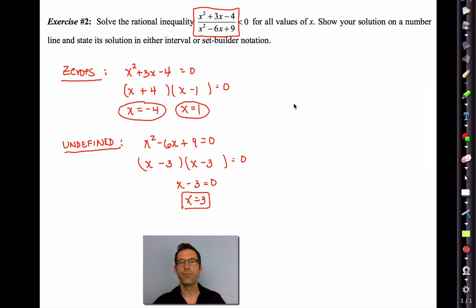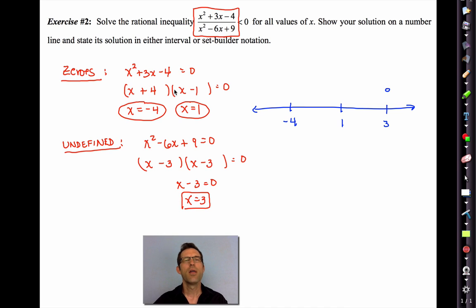Now what I'm going to do is draw out a number line, and I'm going to label all my critical values. I'm going to put negative 4, positive 1, and positive 3. For me, the next thing that I do is determine if any of those critical values lie in the solution set. Now, one thing is for certain. Wherever there is an expression that's undefined, it cannot lie in the solution set. So I'm going to put a little open circle there.